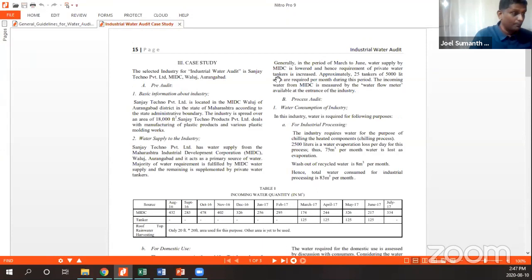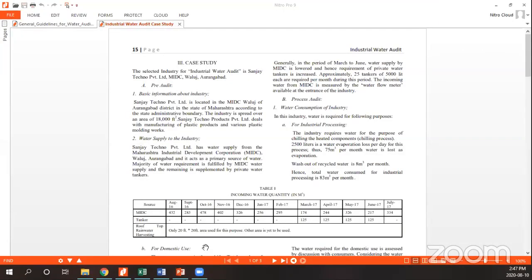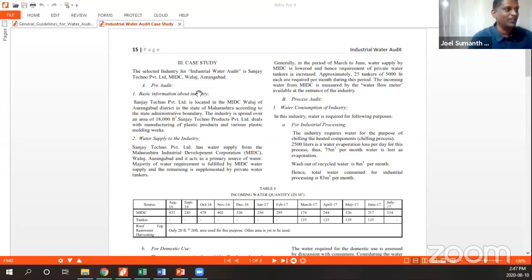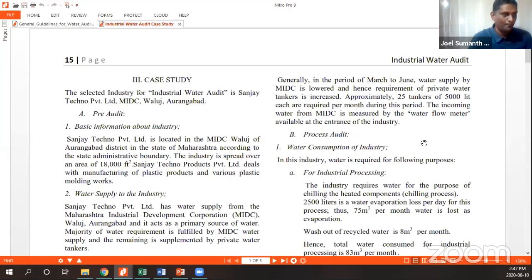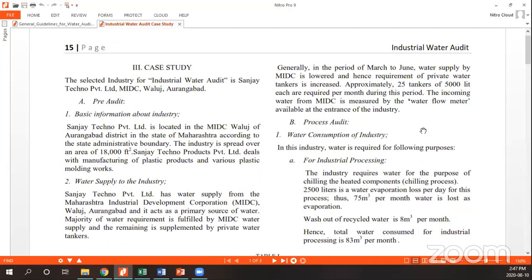Excuse me, ma'am. Yes, please. Ma'am, are you able to see my screen? I'm sharing a case study. Yes. Joel, can you increase the font size? Yeah, sure, I'll increase the font size. Is this better? Yeah, it is better. Okay, all right. Thank you.